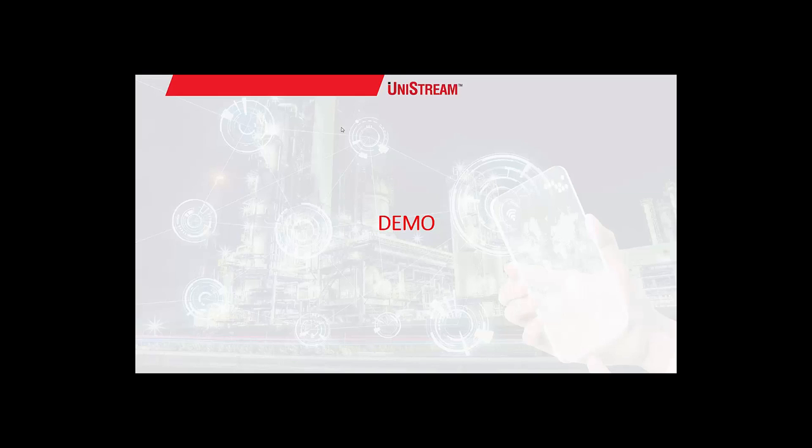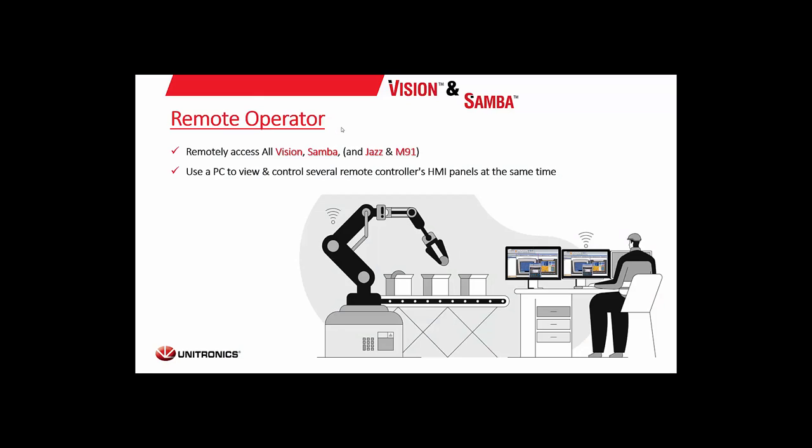And now if we move to Vision and Samba, you'll be able to remotely access them using a remote operator app. You can use a PC or you can use a phone, and it can view or control several different PLCs at the same time. So it's just like the VNC, where you would be standing in front of the PLC with the same sort of functionality.